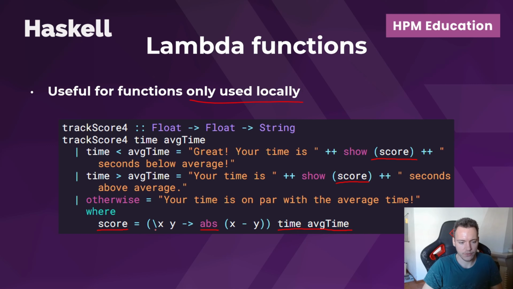So since the function body, abs x minus y, we will really use inside this track score function, we don't need to define it in another place and give it a name and so on. We can just use it as a lambda function without a name. Now we're getting to the last part of this presentation, where we'll look at function operators.